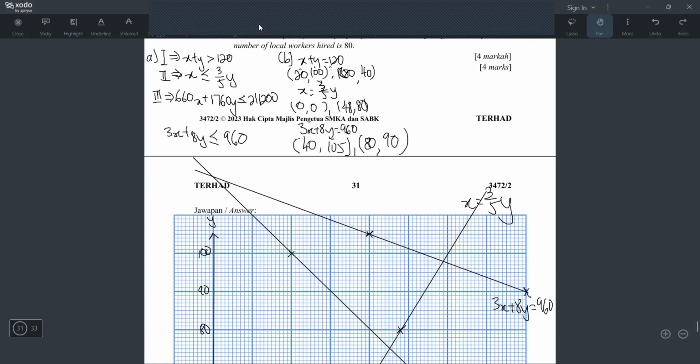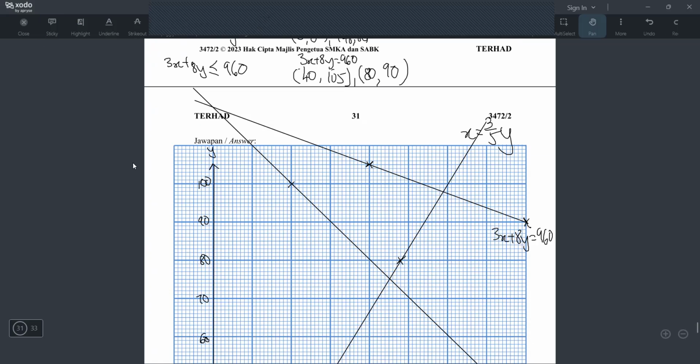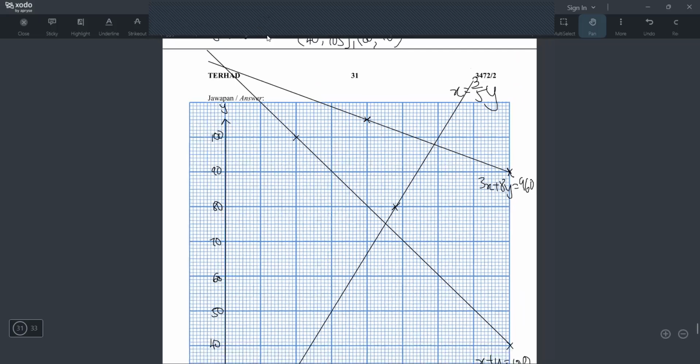So when we shade, we have to look at the symbol. By the way, this symbol is bigger, so I have to use a dotted line. So the x plus y 120 must use a dotted line to draw. I didn't use a dotted line just now, so let's change to a dotted line. It will look something like this. Dotted line, dotted line, dotted line. But you have to use a ruler. I cannot use a ruler on my laptop, but you have to use a ruler. So it will look something like this.